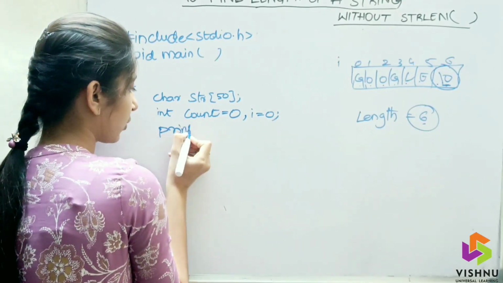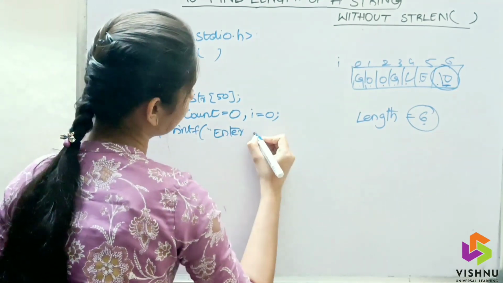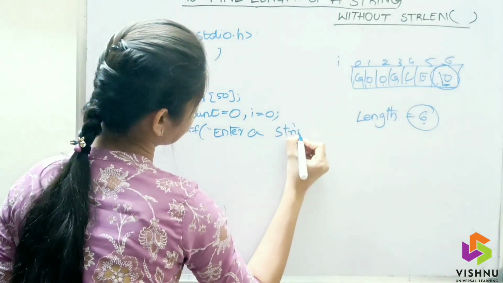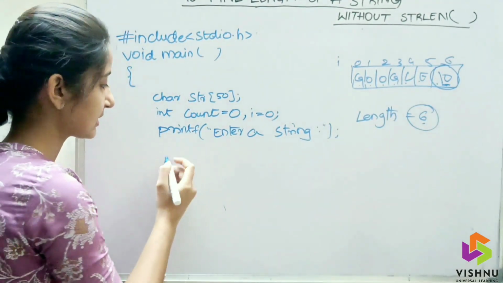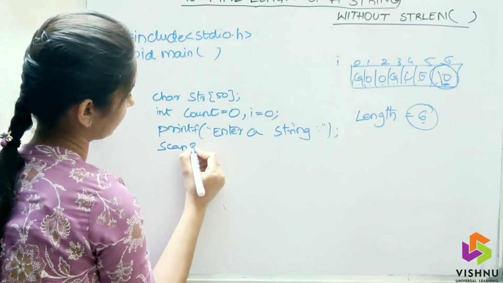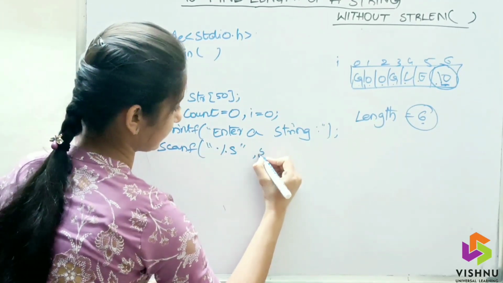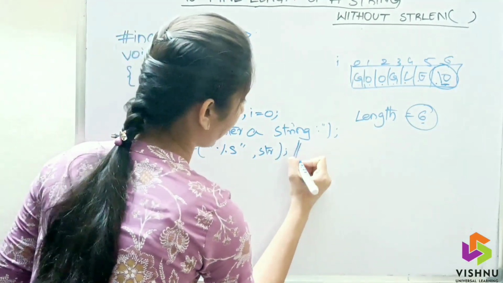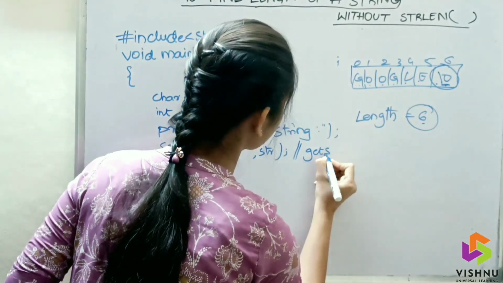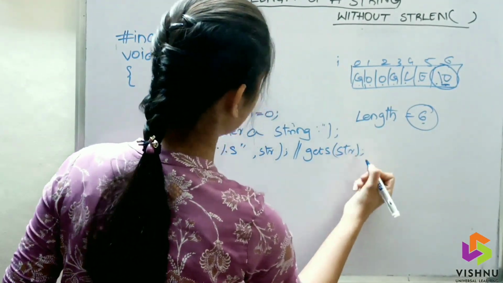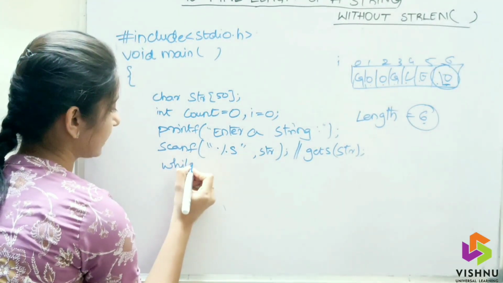When we start our program, we have to get "enter a string". Now to store this string, I am using scanf. For a string we use %s, str, or instead of scanf we can use gets also. gets of str. Now the condition is, I am using a while loop here.